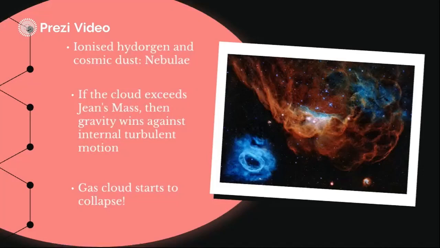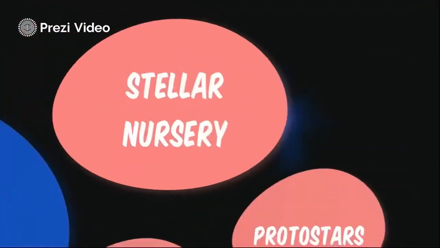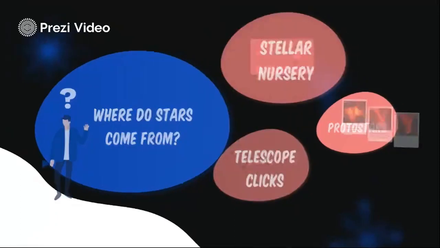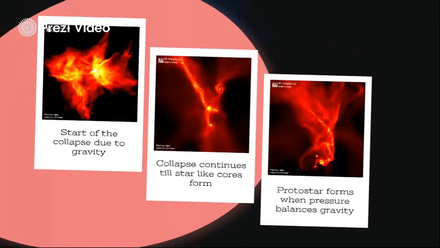Over time, some regions of the nebulae clump together and become dense. If the mass of this clump becomes larger than a certain mass known as Jeans mass, gravitational attractive forces win over the random turbulent forces of the dust cloud and the cloud begins to collapse, forming a protostar. Gravity keeps pulling the collapsing gas cloud and forms star-like cores which keep getting bigger and denser. When the pressure of this clump balances the gravitational pull, the process slows, and we call this stage of the star a protostar.